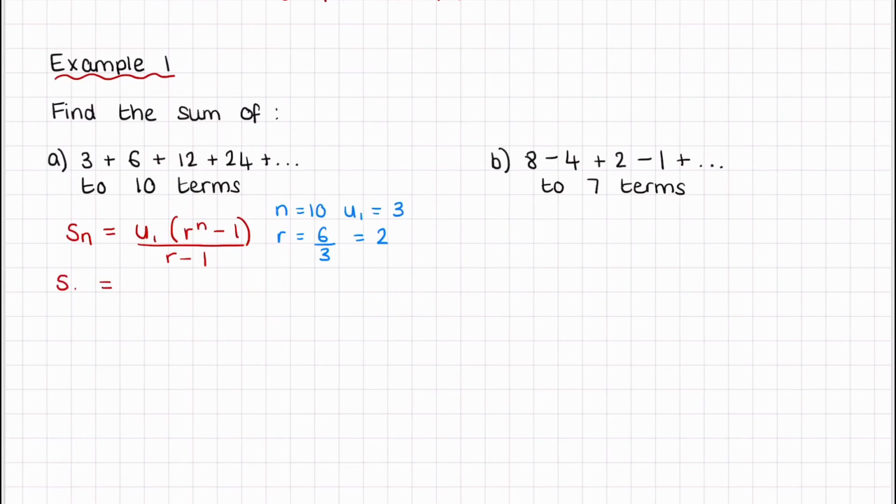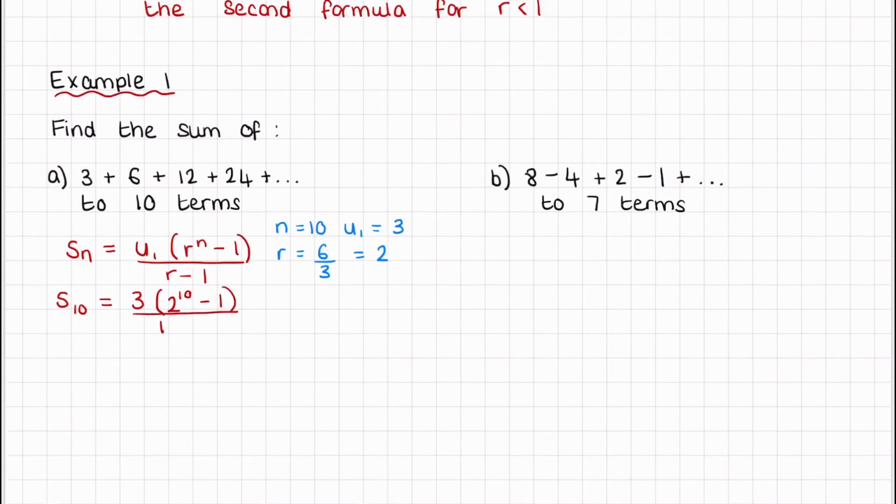So we're wanting S of 10 equals U1, which is 3, multiplied by R, 2, to the power of N, which is 10, minus 1, all divided by 2 minus 1. Put that straight into your calculator and you get 3069. Now, part B, we've got 8, then it's going minus 4, then it's going plus 2, then minus 1.